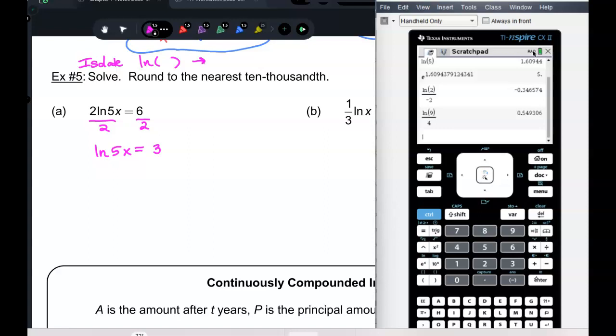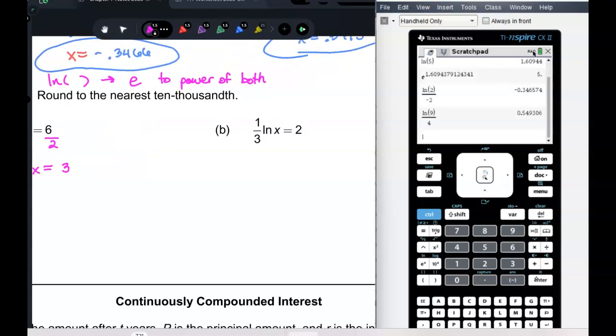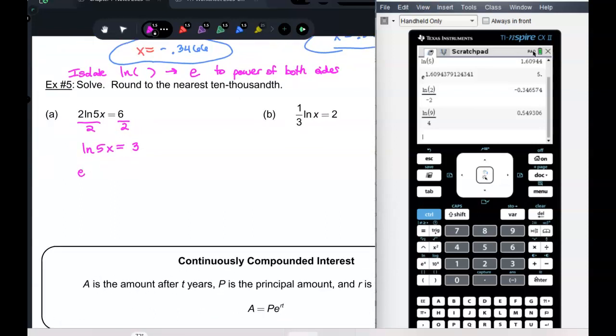Step 2: what do we want to do? We want to get x by raising e to both sides, to the power of both sides. It's kind of the opposite. So it's going to be e to the natural log of 5x equals e to the third.